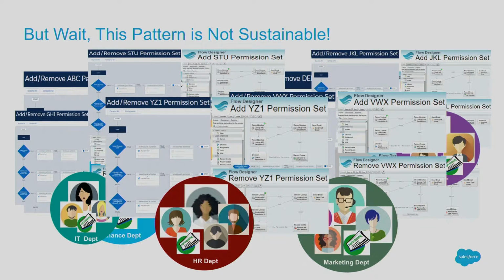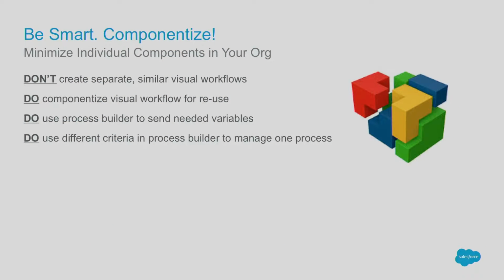Because imagine if poor Addison has to go in and make a change to the flow or the process builder. Now she's making it to multiple, and then now she has to regression test that. So what we need to do instead is come up with a smarter design, a componentized design. So taking that development concept and using it for configuration.